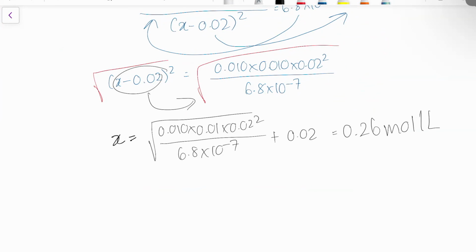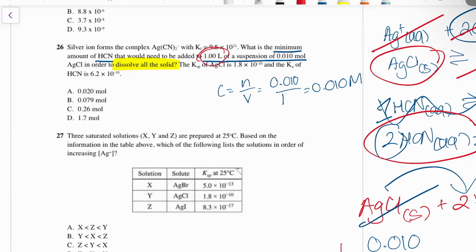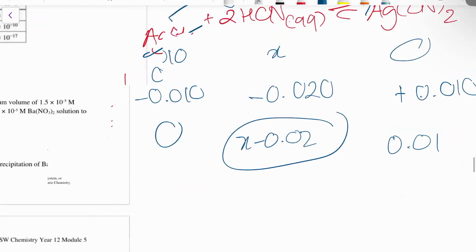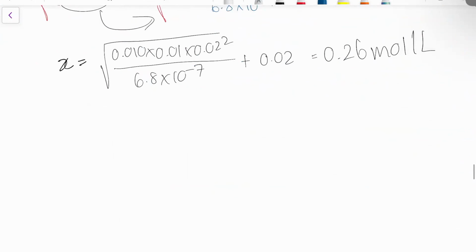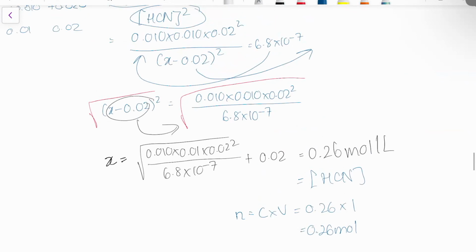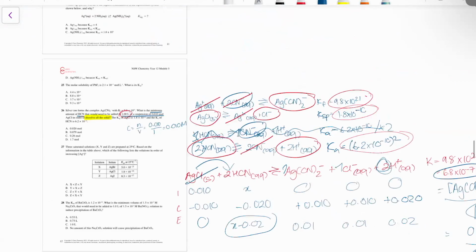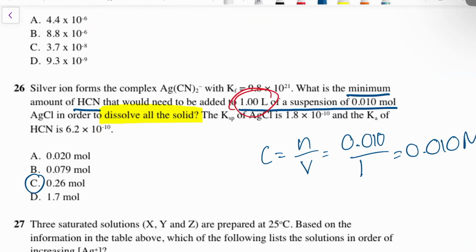However, remember that the volume that I used at the start was only 1 liter, right? So this is moles over volume, just for me to keep my units the same, so this is going to be the concentration of my HCN, but then my moles is just going to be C times V, which is 0.26 by 1 liter, which is just going to be 0.26 moles, okay? So my answer for this question is going to be 0.26 moles, which is going to give me C.